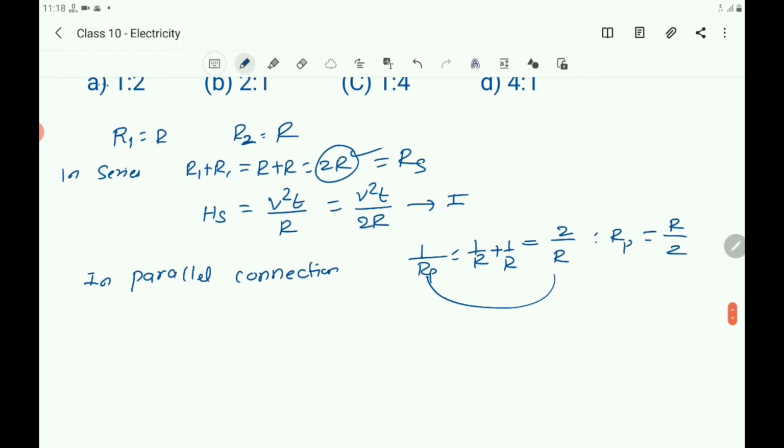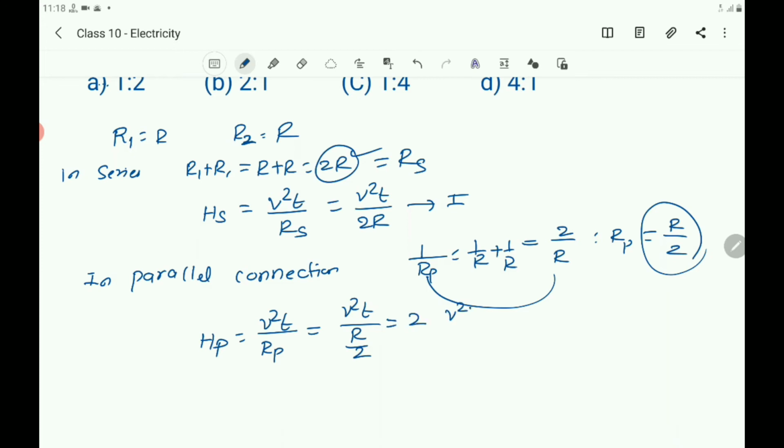Then heat produced in parallel connection becomes V square T by R by 2. V square T by R here. V square T by R is what? That is Rp. You take here Rp. If you take here Rs, then Rp here R by 2. That equals 2 into V square T by R.